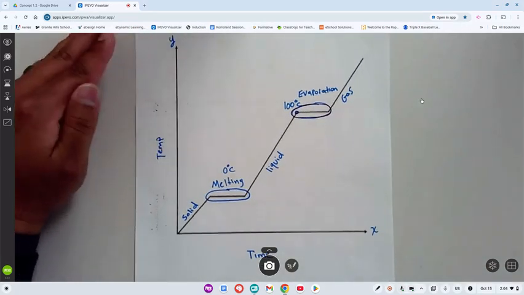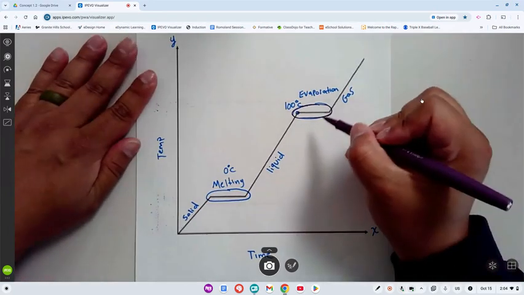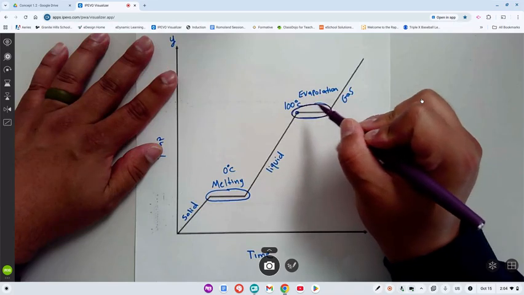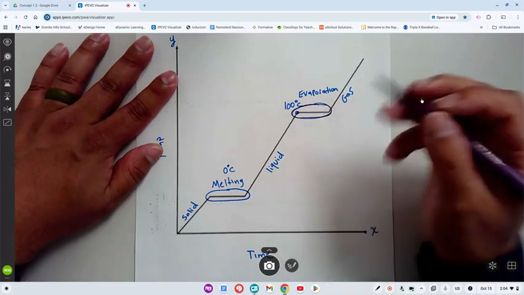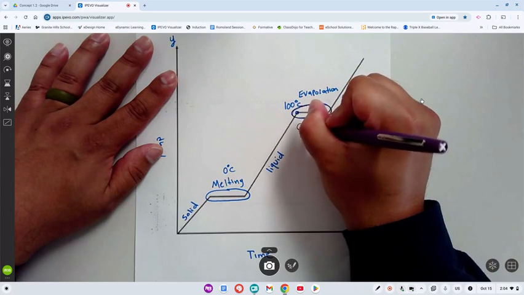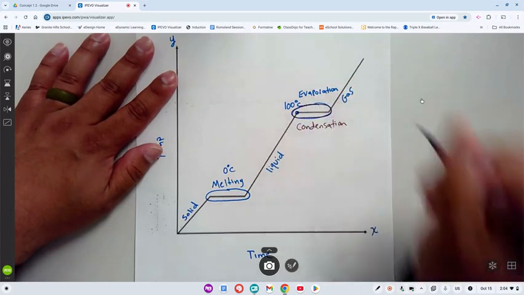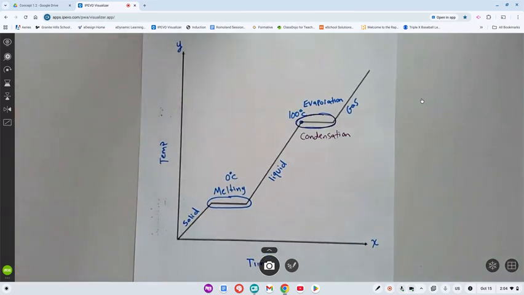Okay? So again, this flat spot right here is extremely important, right? We're going from a gas to a liquid. Once all the gas molecules start turning back to liquid, we call that phase change condensation. And we experience that every day, right? We open an ice cold can of soda and there's little water droplets forming. That's because the water vapor in the air is cooling down and turning back to a liquid.